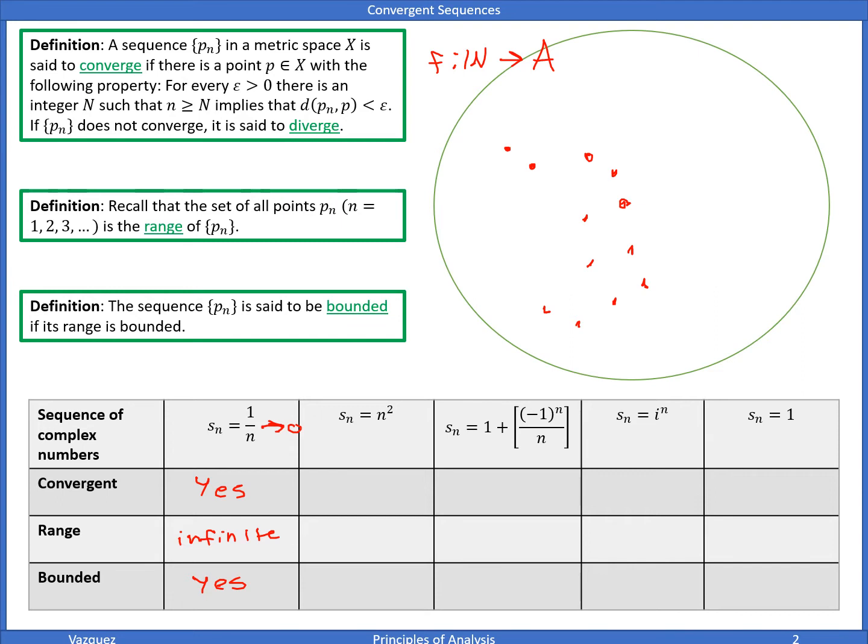Okay, so our next one, s_n is equal to n squared. Is that convergent? That actually does not converge. n squared just keeps increasing forever. What about its range? It is also infinite.